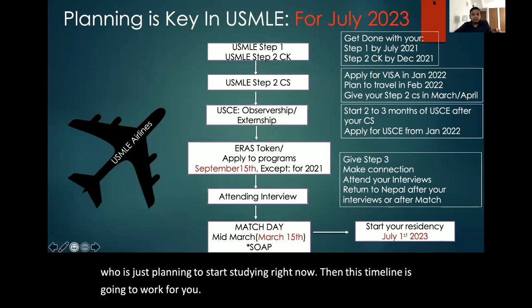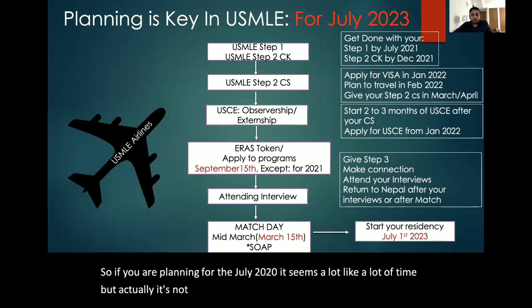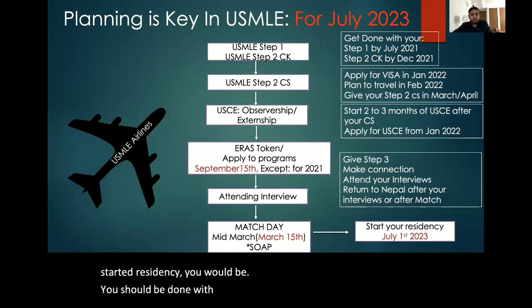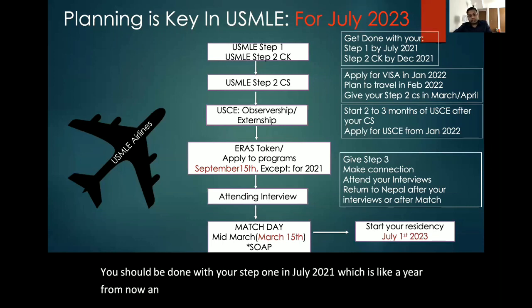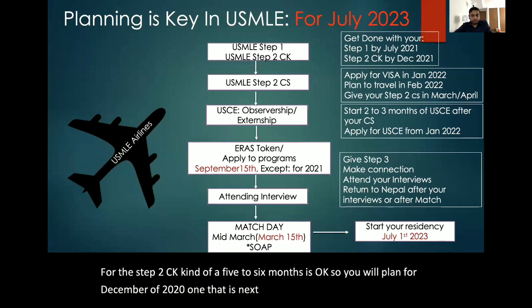So if you are planning for the July 2023, it seems like a lot of time, but actually it's not a lot. So if you are planning for July of 2023 to get started residency, you should be done with your step 1 in July 2021, which is like a year from now. And I would definitely say for your step 1, you would be needing at least a year to prepare well. And for the step 2 CK, 5 to 6 months is okay. So you will plan for like December of 2021. That is next year. So you will plan for those time to be done.